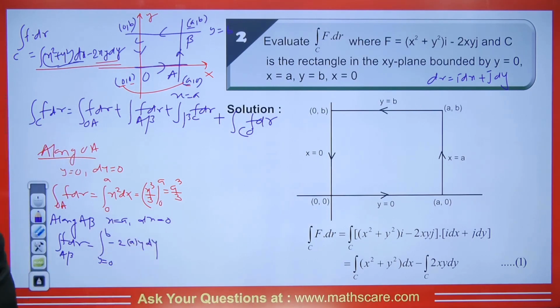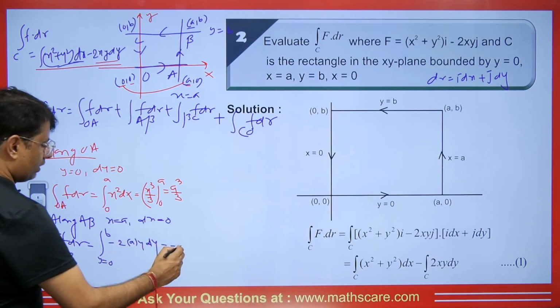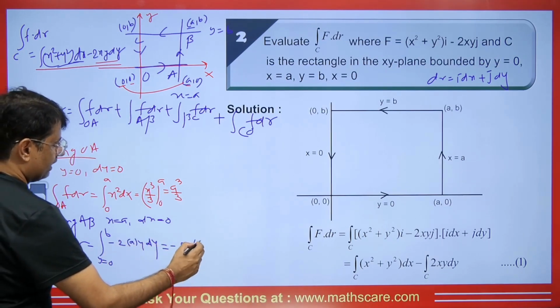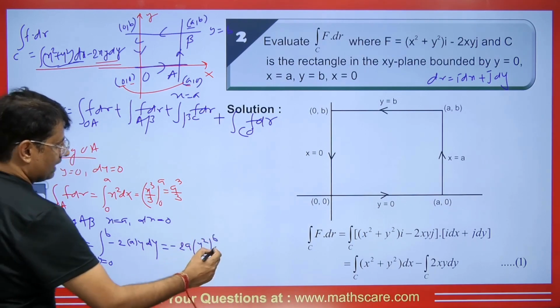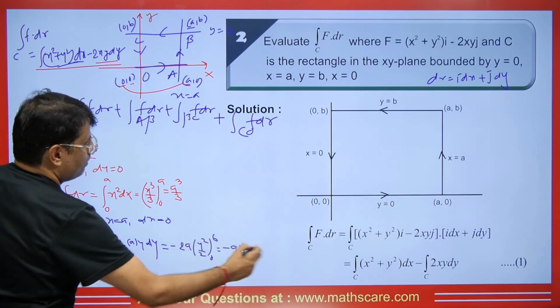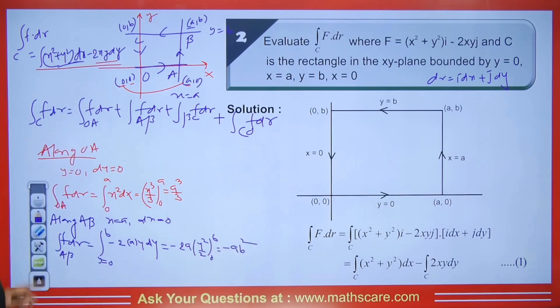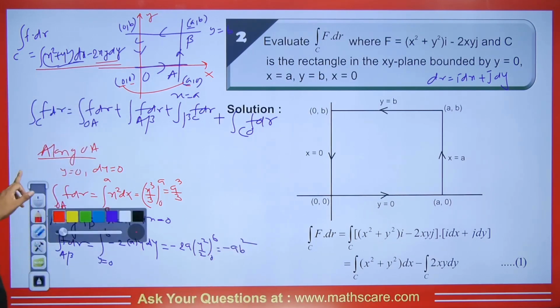You need to understand this. Integration of Y will be Y square by 2. When we put this here, we'll take minus 2A out and integrate this. It will be Y square by 2 with limit from 0 to B. And 2 and 2 cancel out, leaving minus A B square. What do we get? We get the answer.